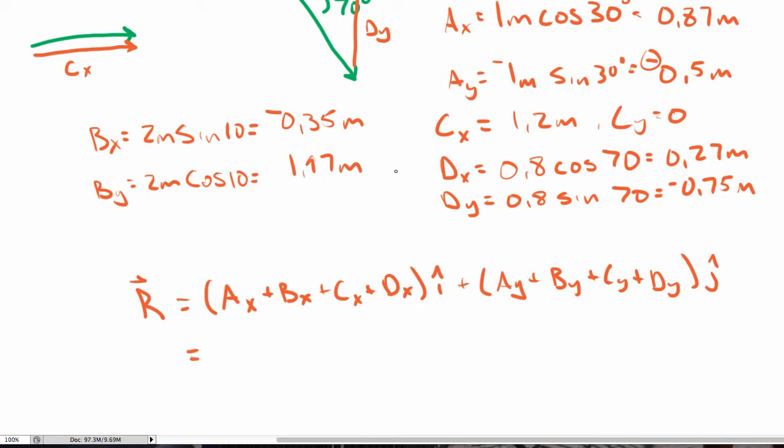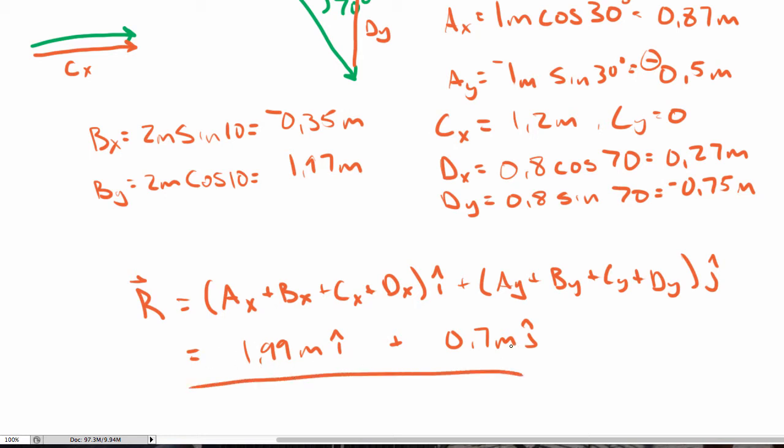So if I do that, ax is 0.87 plus or minus 0.35 plus 1.2 plus 0.27. What I get is 1.99 meters in the i hat direction. And then in the y direction, I get negative 0.5 plus 1.97 plus 0 minus 0.75. The answer that you'll find in the y direction is 0.7 meters. And then I stick a j hat on there. So what I've found here are the components of my resultant vector.